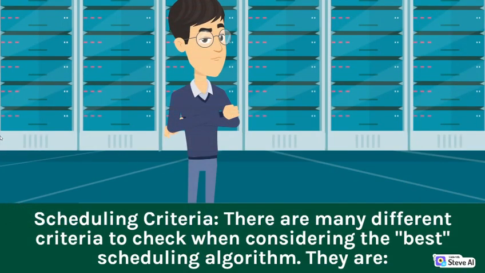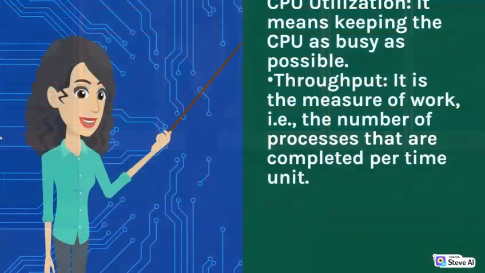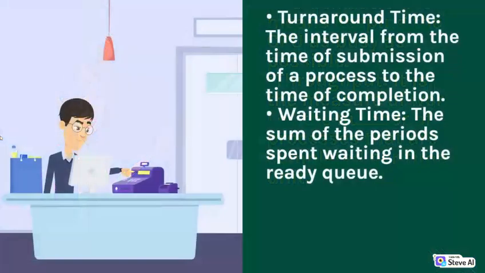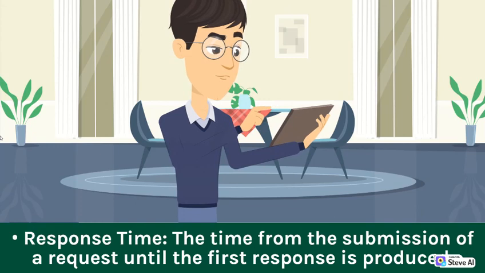Scheduling criteria. There are many different criteria to check when considering the best scheduling algorithm. They are: CPU utilization. It means keeping the CPU as busy as possible. Throughput. It is the measure of work, i.e., the number of processes that are completed per time unit. Turnaround time. The interval from the time of submission of a process to the time of completion. Waiting time. The sum of the periods spent waiting in the ready queue. Response time. The time from the submission of a request until the first response is produced.